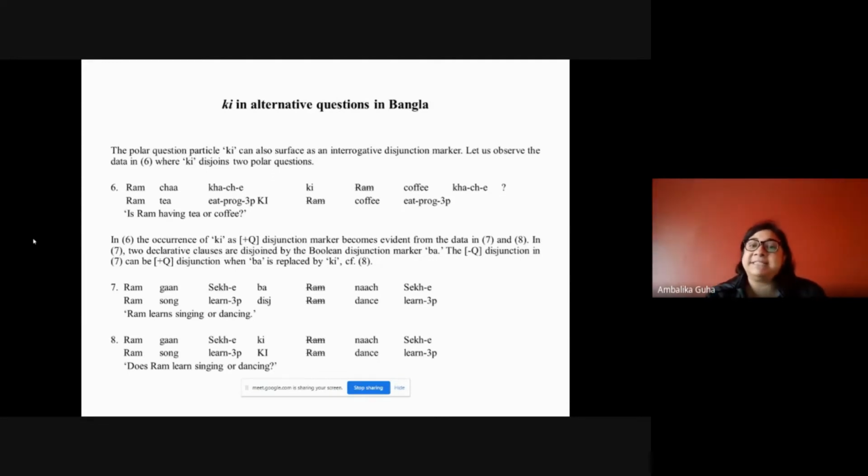What we can notice is that this PQP ki also occurs in alternative questions. Let's notice data 7. In data 7, we have two declarative clauses which are disjoined by a Boolean disjunction marker ba. Ram gaan shekhe ba naach shekhe. Ram learns singing or dancing. Now, if we replace ba by ki, then it automatically gives an alternative question interpretation, like Ram gaan shekhe ki naach shekhe. Does Ram learn singing or dancing?